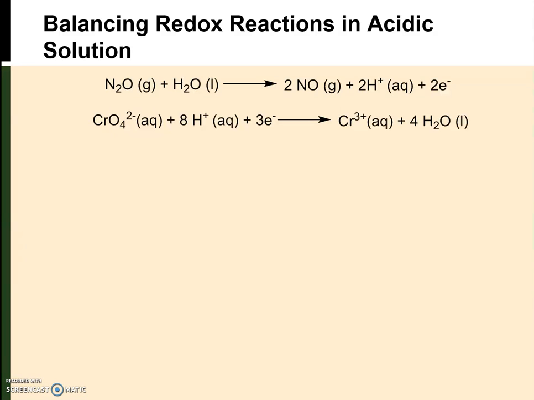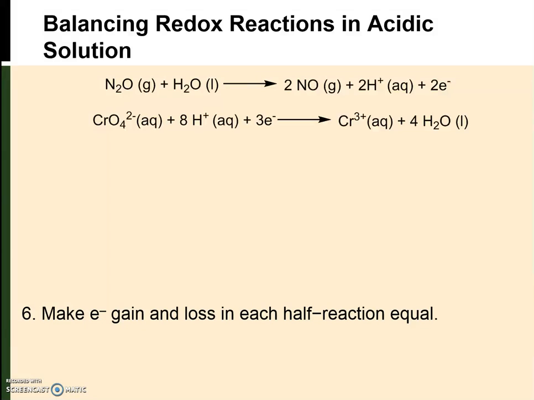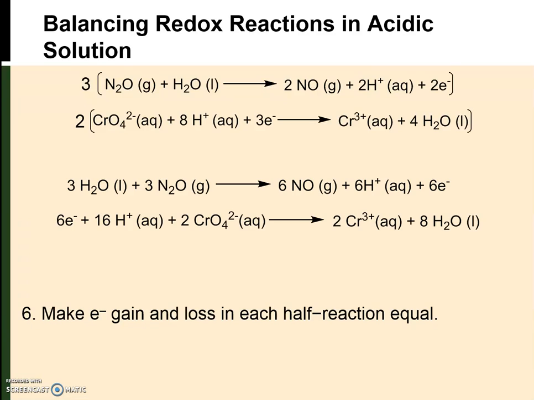So now we have our two balanced half reactions, and so we ultimately want to add them together to give our overall balanced reaction, but first we need the number of electrons gained in the reduction reaction to be equal to the number of electrons lost in the oxidation reaction. And so we can do this by multiplying the reduction half reaction by 2, and the oxidation half reaction by 3, so we have a total of 6 electrons transferred in each step.